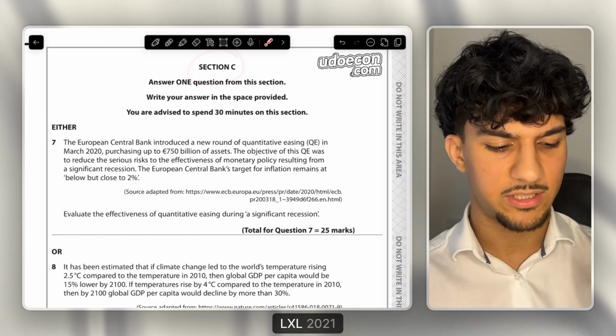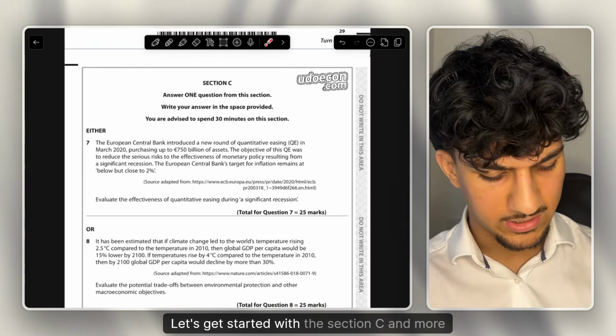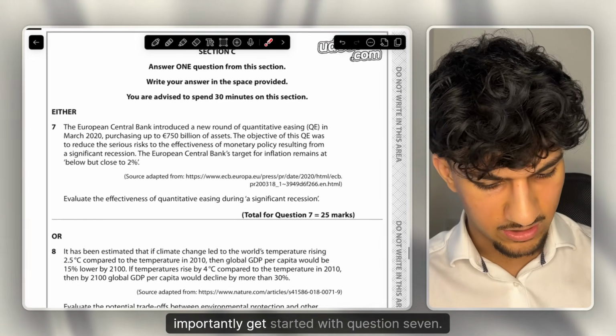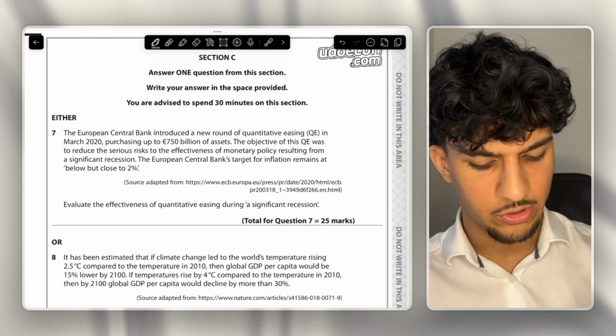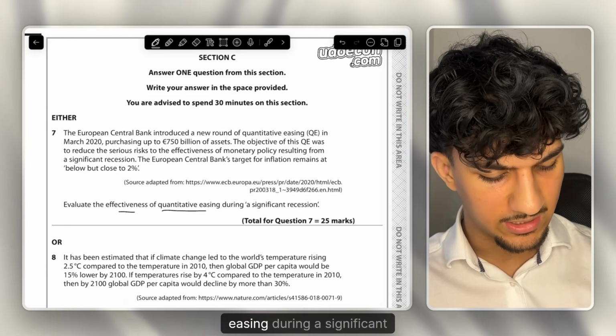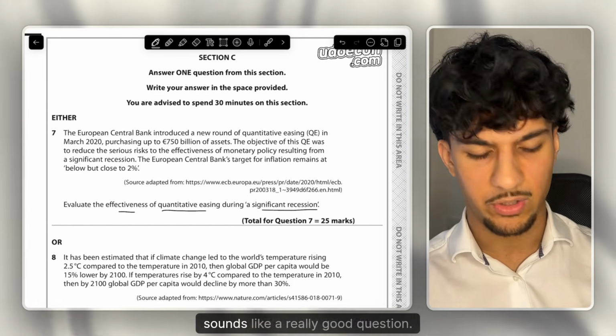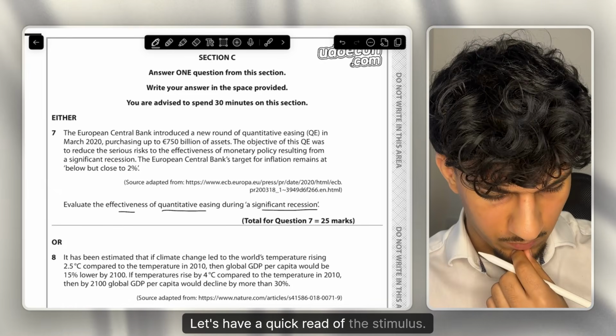Section C, Edexcel 2021, paper 2. Let's get started with Section C and more importantly get started with question 7. Evaluate the effectiveness of quantitative easing during a significant recession. First impression, it sounds like a really good question. Let's have a quick read of the stimulus.